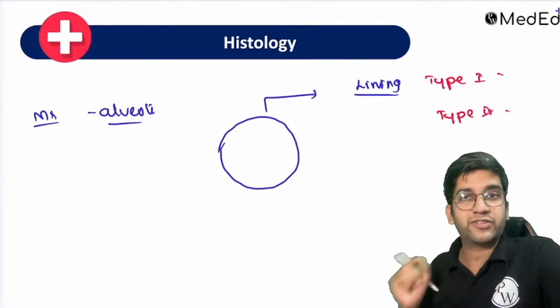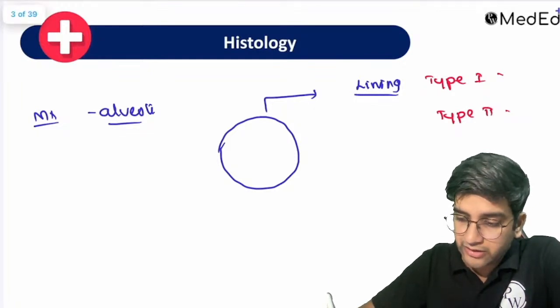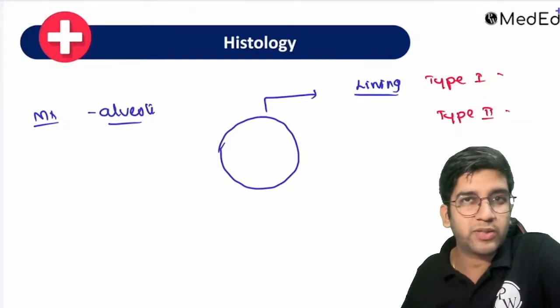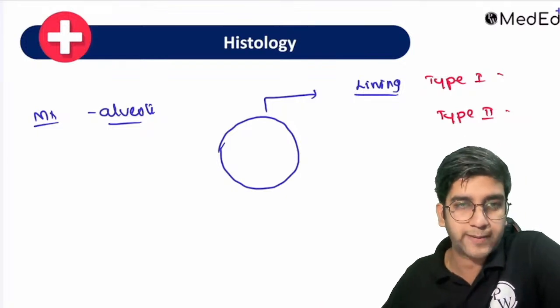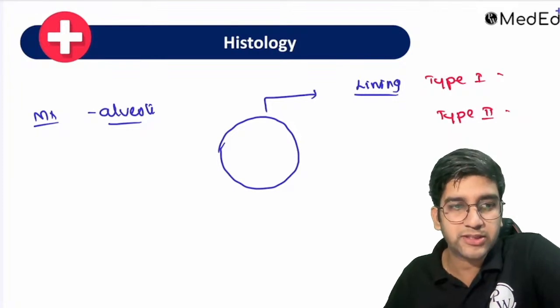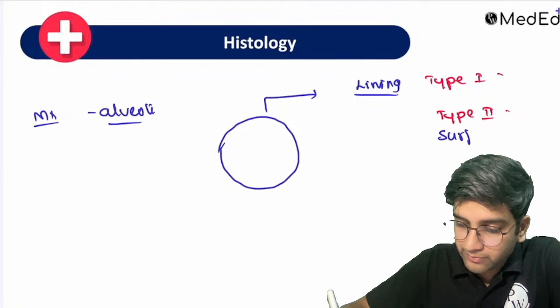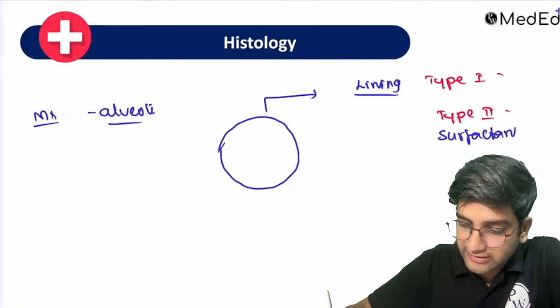What do you think is the function of type 2 pneumocytes? Because type 2 pneumocytes are something you must have learned in much detail when you dealt with embryology and the maturation of the lung also. Type 2 pneumocytes secrete something called surfactant, right? That's the primary function of type 2 pneumocytes, surfactant synthesis.